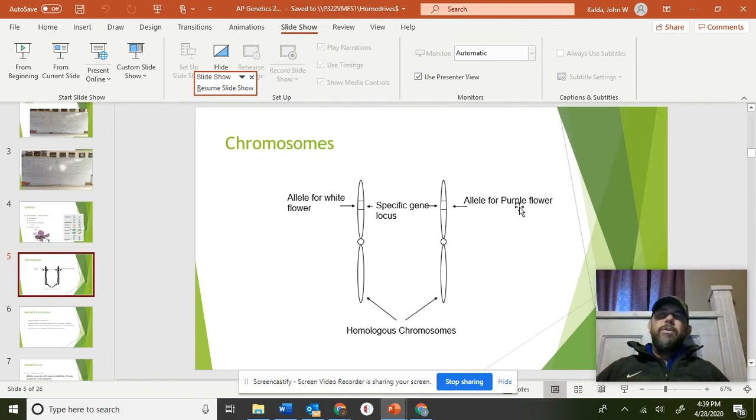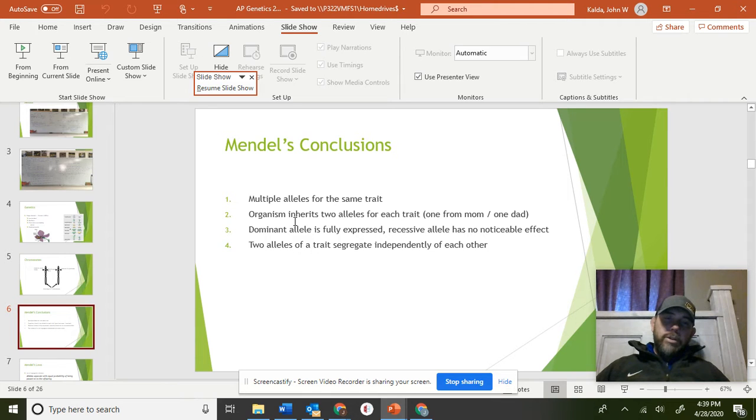No different than us taking a look at polydactyly. There are alleles for 6 fingers, and alleles for 5 fingers. So every trait that we look at, there are going to be multiple alleles, and organisms inherit 2 alleles for each of those traits. You get one from mom, one from dad. I think that's pretty easy to understand.